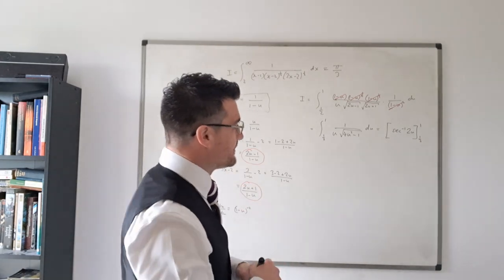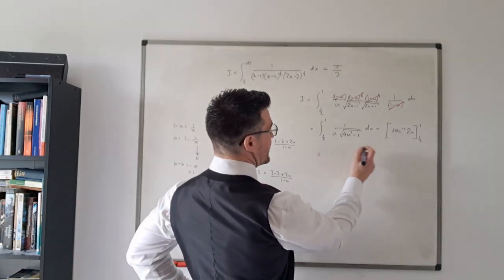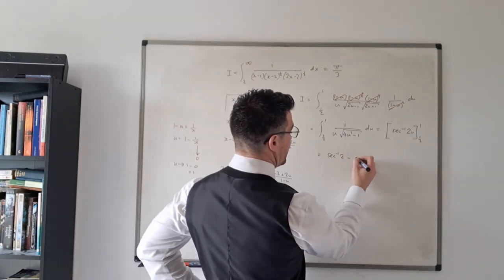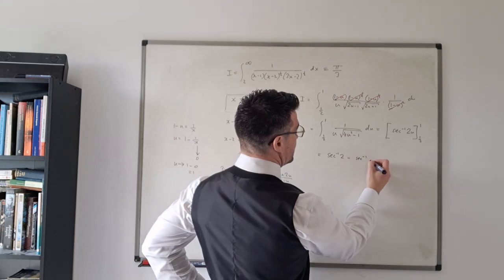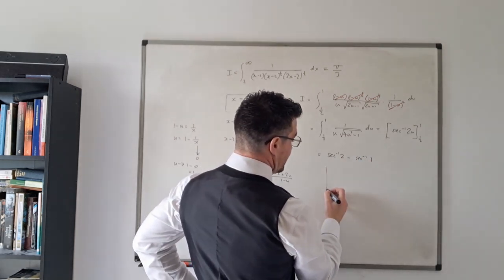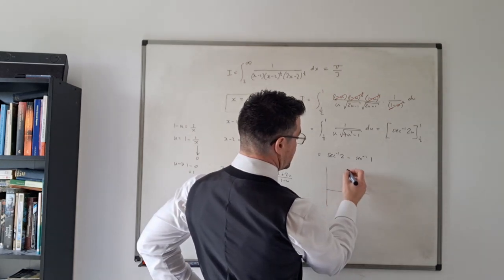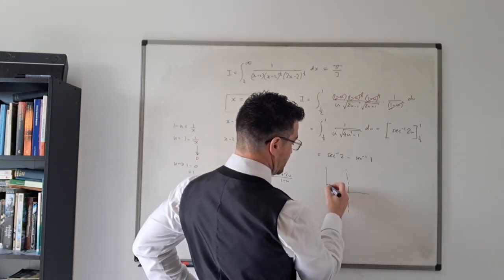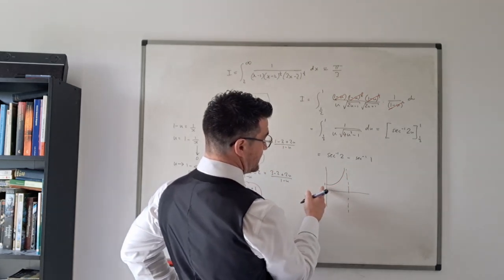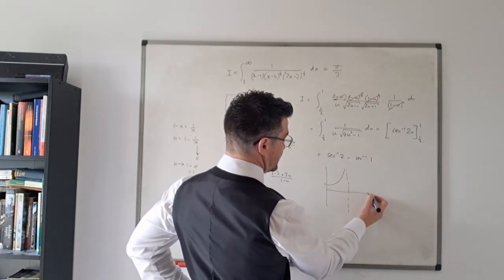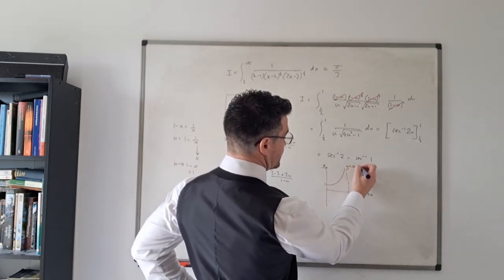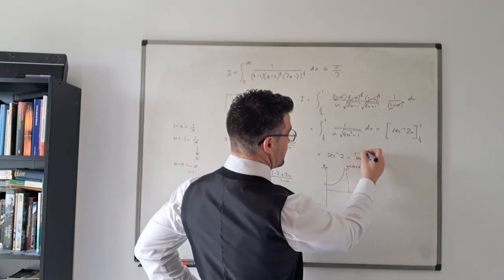Okay, so anyway, back to the problem. So what we get here is inverse sec of 2 minus inverse sec of 1. Okay, so think about the graph of sec. What does it look like? Something like that. Okay, so this is 1 here. So this is x, this is y, this is y equals sec x. So that's going to be equal to 0.